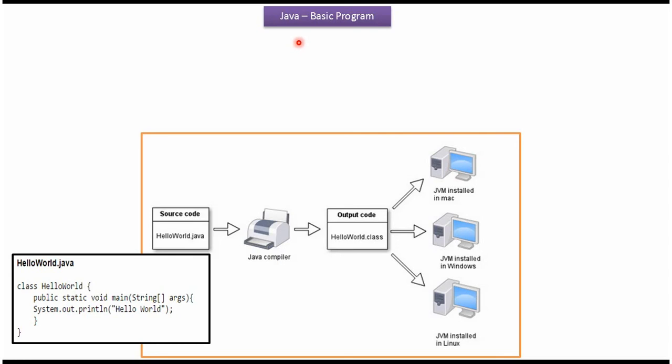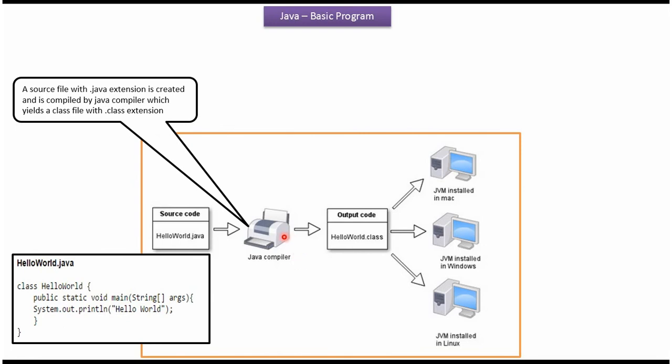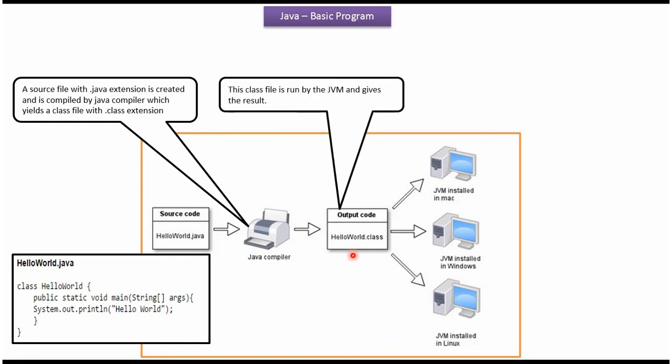Hi, in this video tutorial I will cover a Java basic program. Here you can see helloworld.java, which contains source code. The Java compiler will compile this helloworld.java and produce a helloworld.class file. This helloworld.class file contains bytecode, which the JVM can understand.